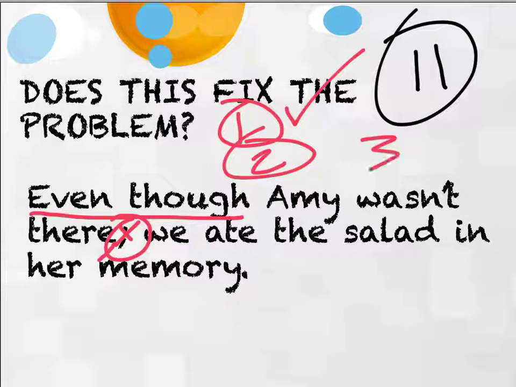Rule number 3, the second part has to complete the idea. So if we change out that semicolon, it reads, even though Amy wasn't there, comma, we ate the salad in her memory. Well, that second part completes the idea. We've got all 3 rules followed at this point. With that small change from a semicolon to a comma, we're now using the subordinate clause correctly.